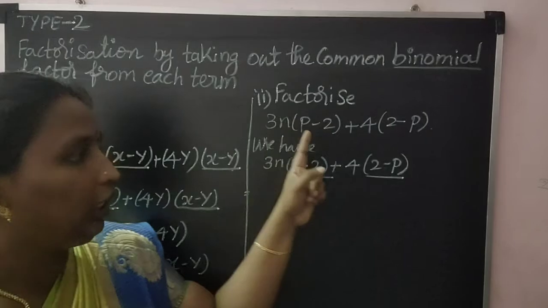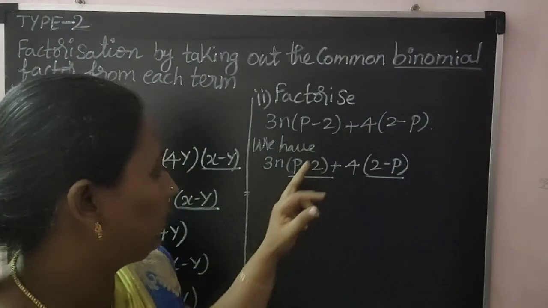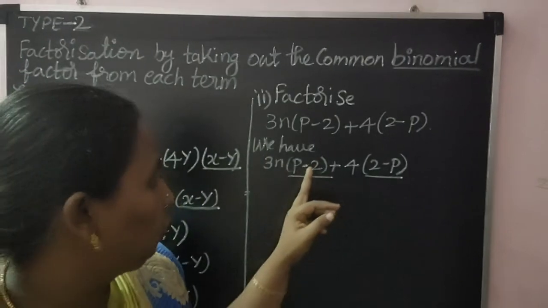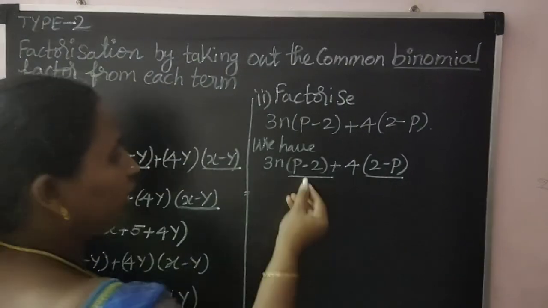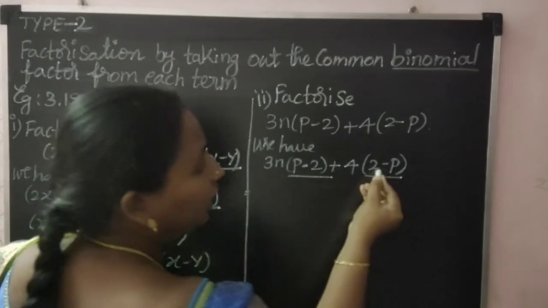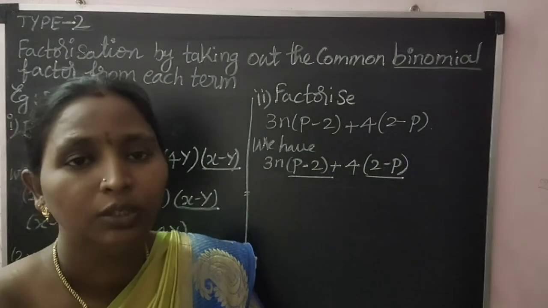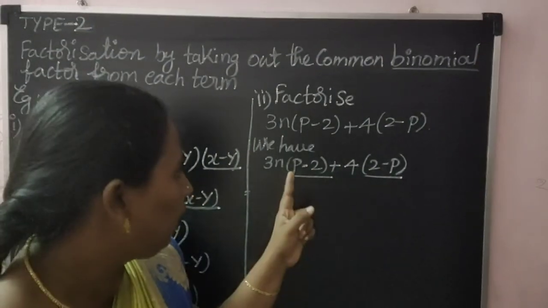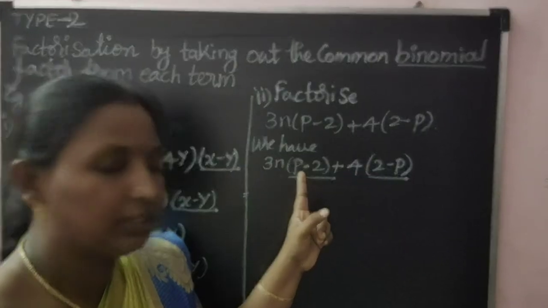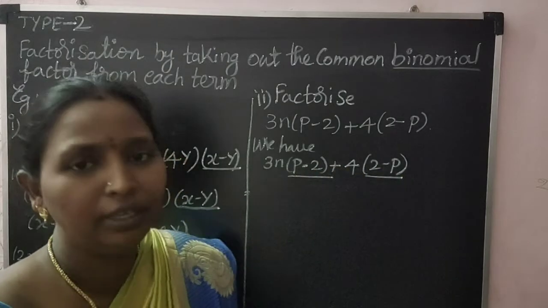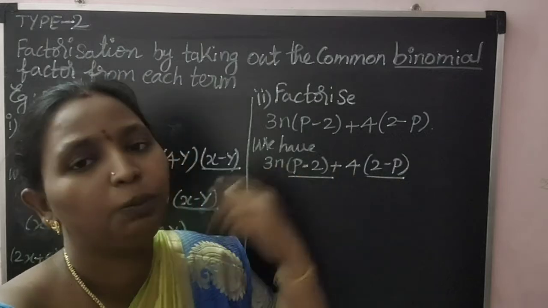Okay. So move on to the second sum. Factorize 3n into p minus 2 plus 4 into 2 minus p. So write the sum as it is. We have 3n into p minus 2 plus 4 into 2 minus p. Observe here, my children. Here you have p minus 2. Here you have 2 minus p. So what is the difference between p minus 2 and 2 minus p? Here you have p as plus. Here the sign for p is minus. Here 2 has the sign minus. Here 2 has plus. So we are going to change this 2 minus p as p minus 2.